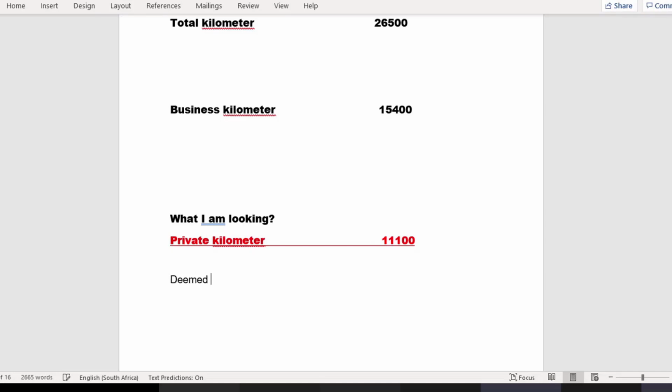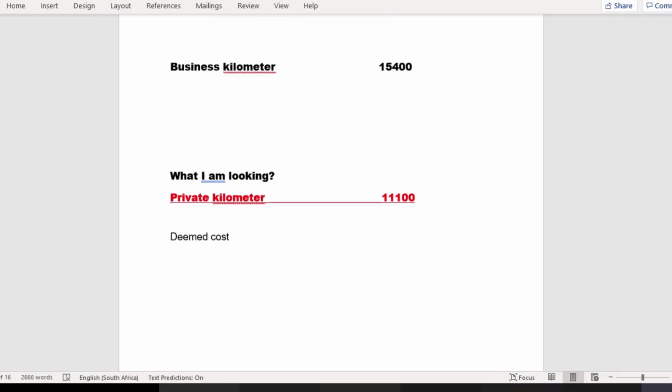Okay, the deemed, as she said, the deemed cost. We first need to find the deemed cost. That's my B. And then the actual cost. So how do you determine your deemed cost? With your deemed cost, you have to find out how much is the value of the vehicle, so we can use the table that's provided.